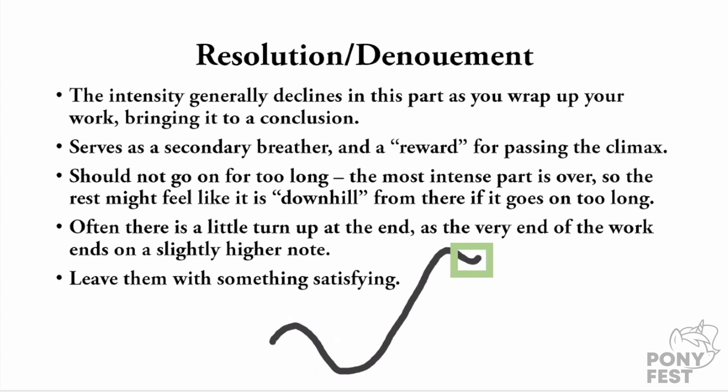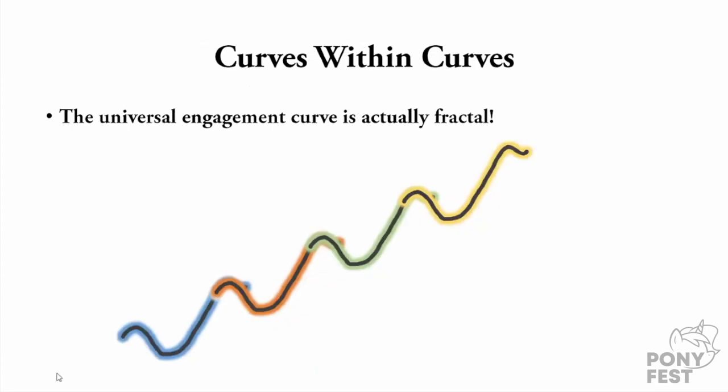So what's interesting though about this is that it's not actually really just one curve. The universal engagement curve is actually fractal. And I use that word because I am a giant nerd, but also because it's really what it is. So as you can see, what's actually going on in this rising action section is not a straight line, but instead a bunch of little miniature curves. As you reach individual climaxes, and then you have little breathers in here, and then you have another climax. Each of these climaxes serves as a hook that pulls you in for the next.